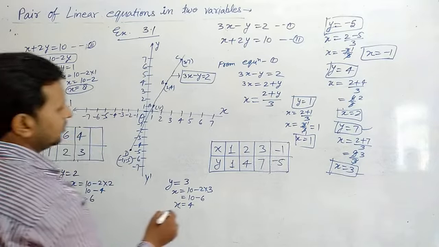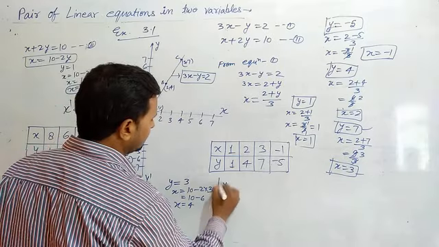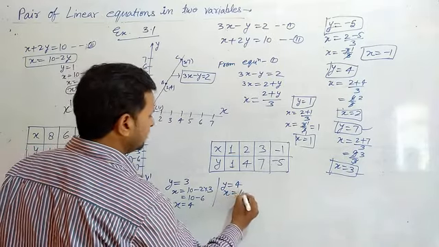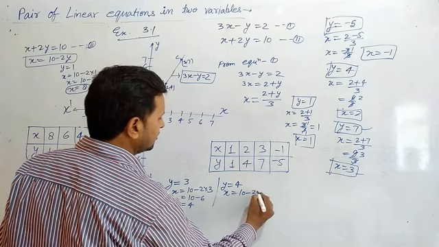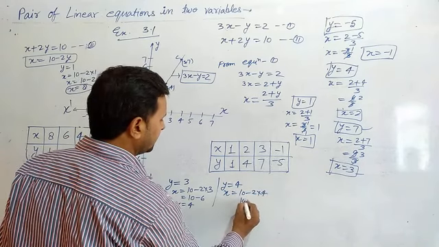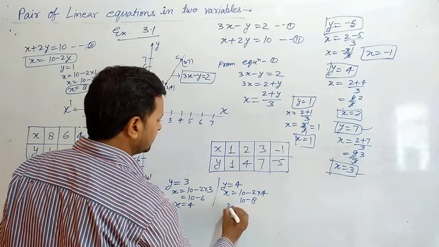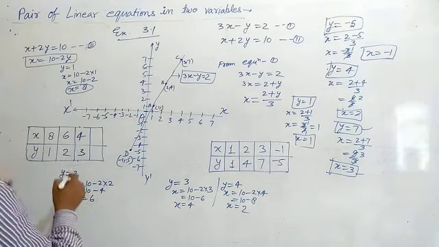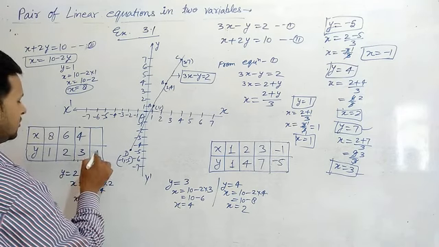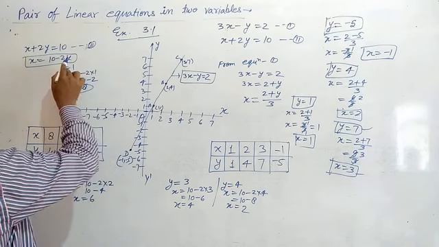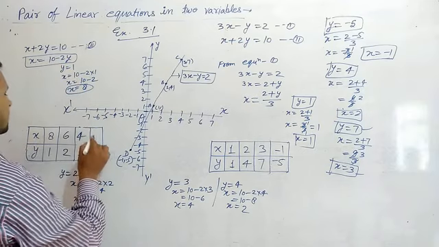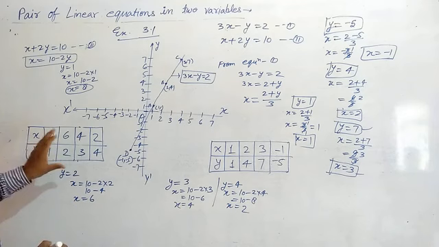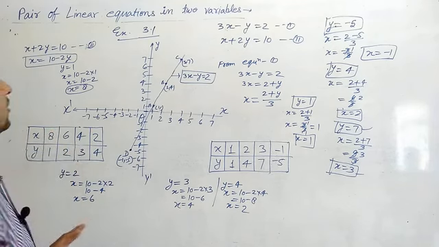Same as when we put here y is equal to 4, x is equal to 10 minus 2 into 4, 10 minus 8. So x is equal to 2. See here, if we put the value y is equal to 4, 2 fours are 8, 10 minus 8 is 2, x is equal to 2. Now we have to put these values in the graph.